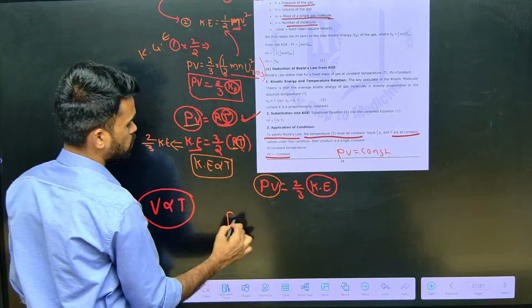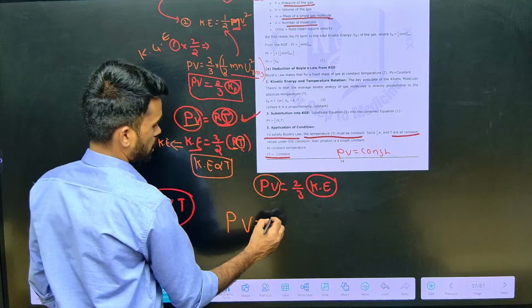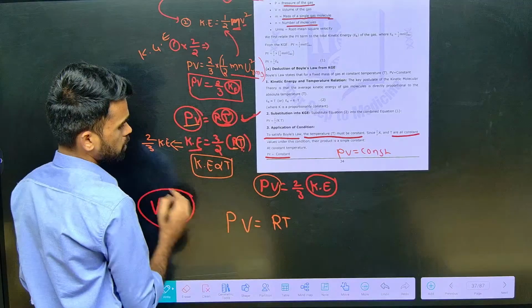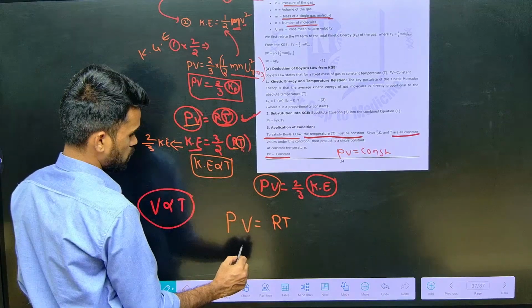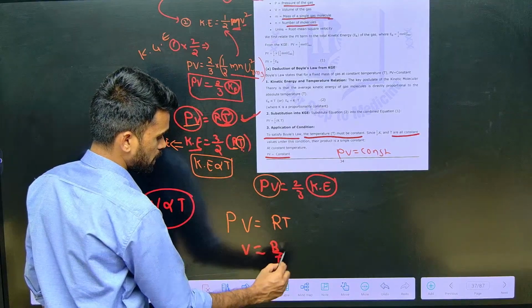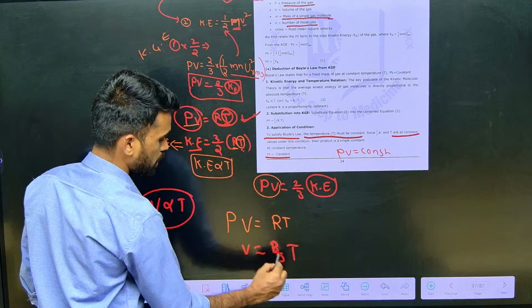So PV equals RT, we got now here. Okay, so PV equals RT we got. So from here V is equal to R by P into T, R by P into T, I am saying.